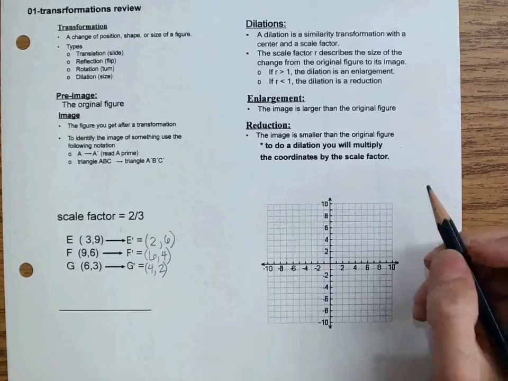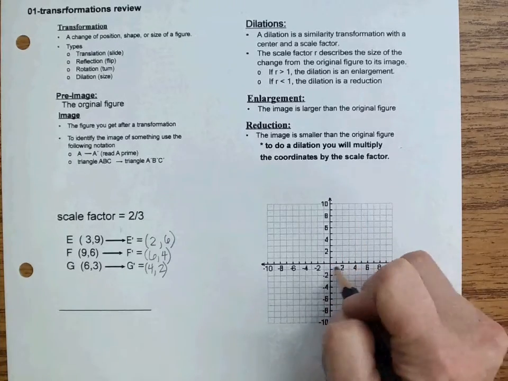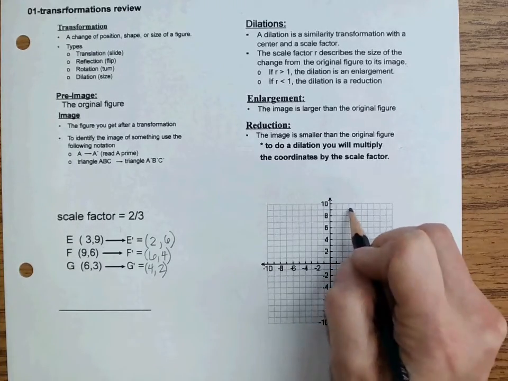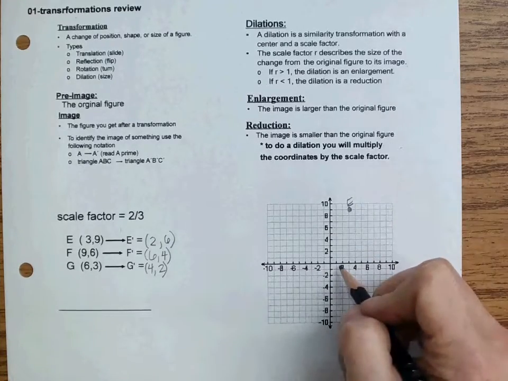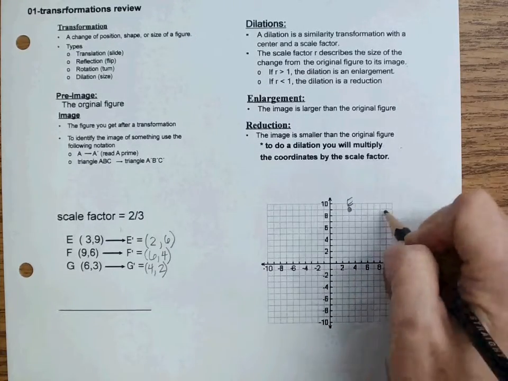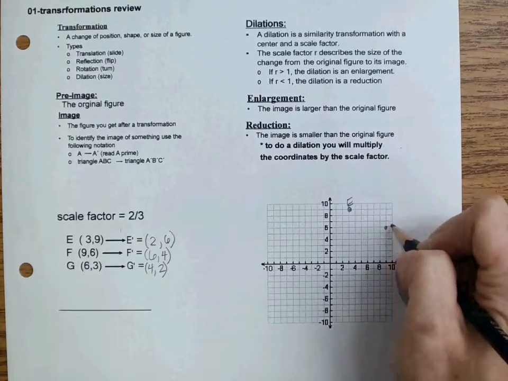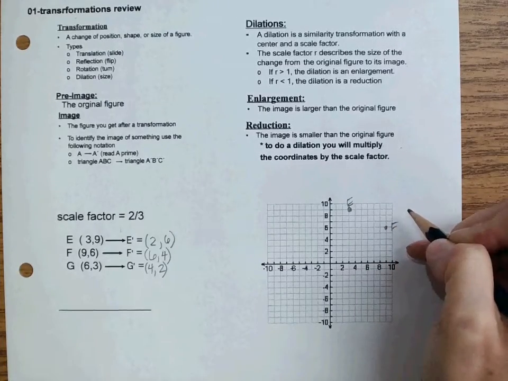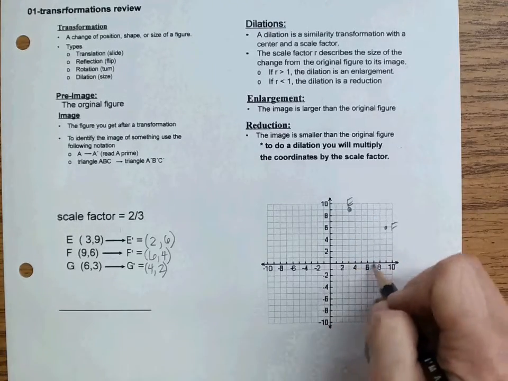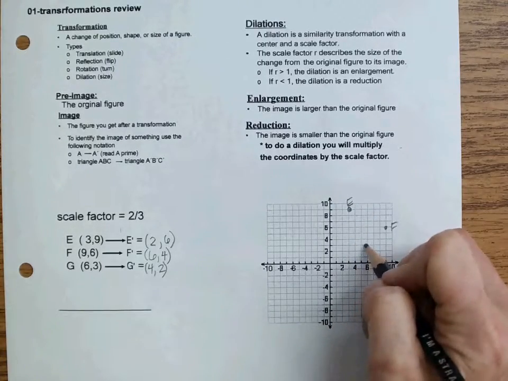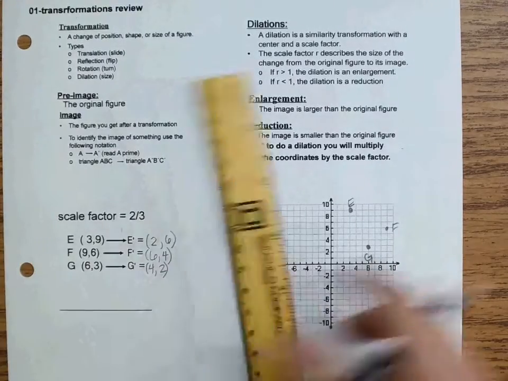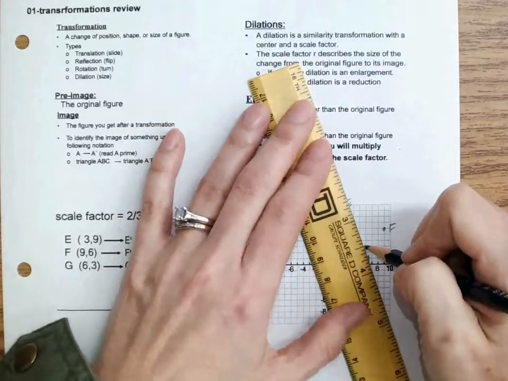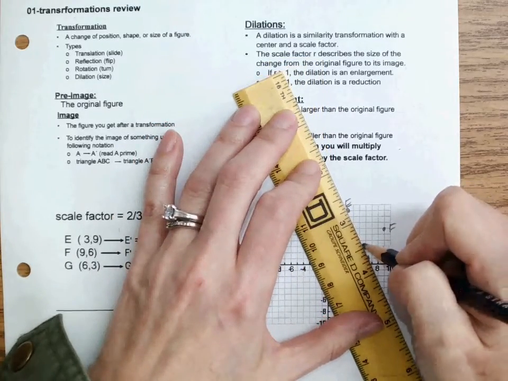So for our pre-image, E is 3, 9. If I go too fast during the video as I'm graphing these, go ahead and pause so that you don't fall too far behind. Remember, I do have an answer key, so sometimes I can go a little bit faster. And here's your clue: make sure you have a ruler, a straight edge, and bring that to class.